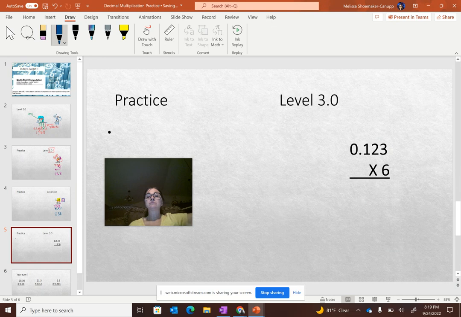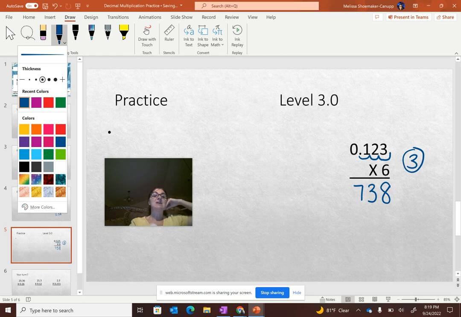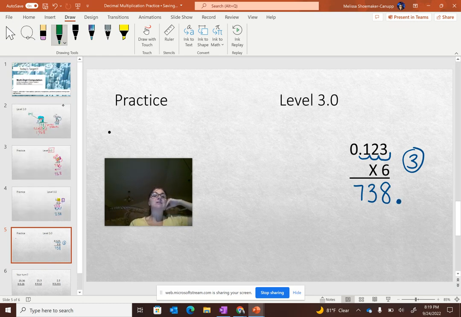Last one. Same number. So I know the digits are going to be 7, 3, and 8. But what's the difference? Let's take a look. I have 1, 2, 3 numbers behind the decimal. So that means I'm going to start down here on the far right, and I'm going to move it once, twice, 3 times. So my decimal actually goes in front of all the numbers.